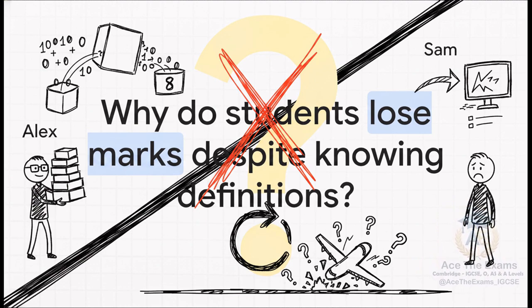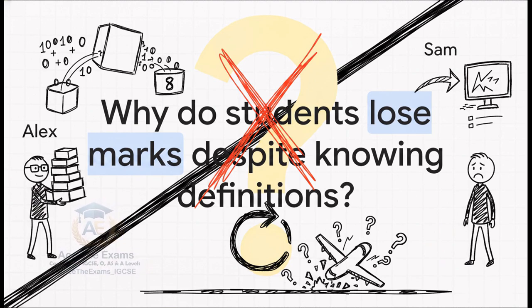Let me introduce you to 2 classic student archetypes. We've all been one of these at some point. First up, we have Alex. Alex is the overloader. Alex stuffs answers with raw computer science facts, totally ignoring any real analysis. Alex writes, binary addition is 1 plus 1 equals 10. Overflow is when the number is too big, the maximum 8-bit number is 255.